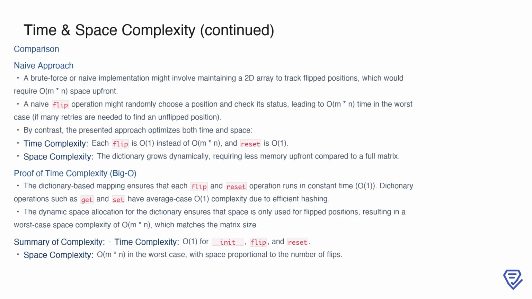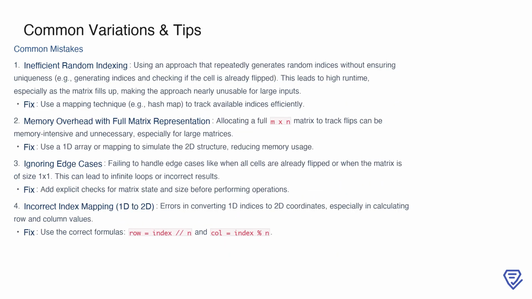This approach balances dynamic memory allocation and efficient operations, making it far superior to the naive method. When working on the random flip matrix problem, there are several common mistakes to watch out for. First, inefficient random indexing can be a major issue. This happens when you repeatedly generate random indices without ensuring uniqueness, such as randomly picking indices and checking if the cell has already been flipped.